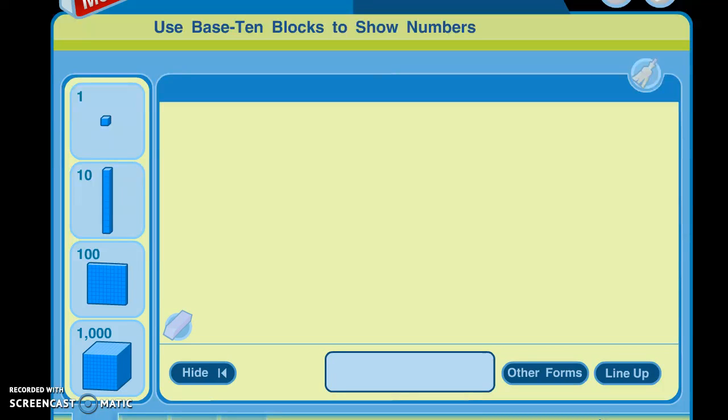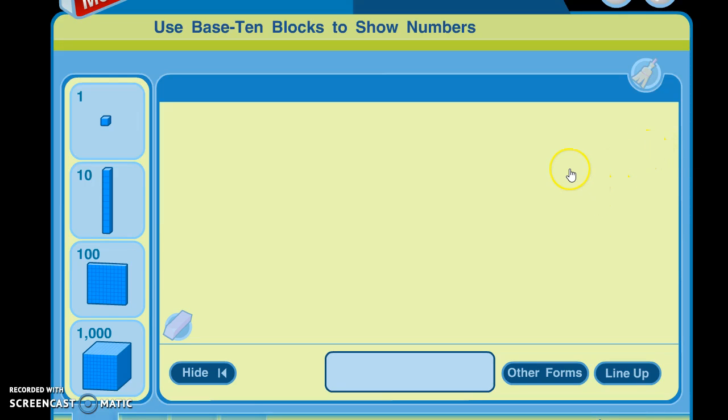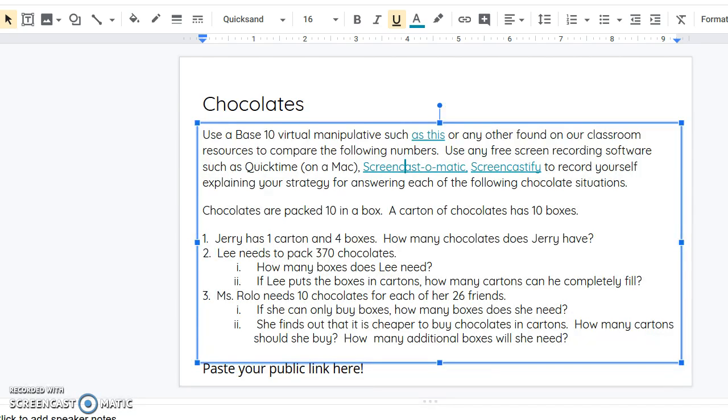Alrighty, today we are going to be working with base 10 blocks. So right here I have this pulled up. This is going to be a helpful tool for us to look at these different word problems that we have. I'm going to click back over here. So our first problem, well, let's start with this.